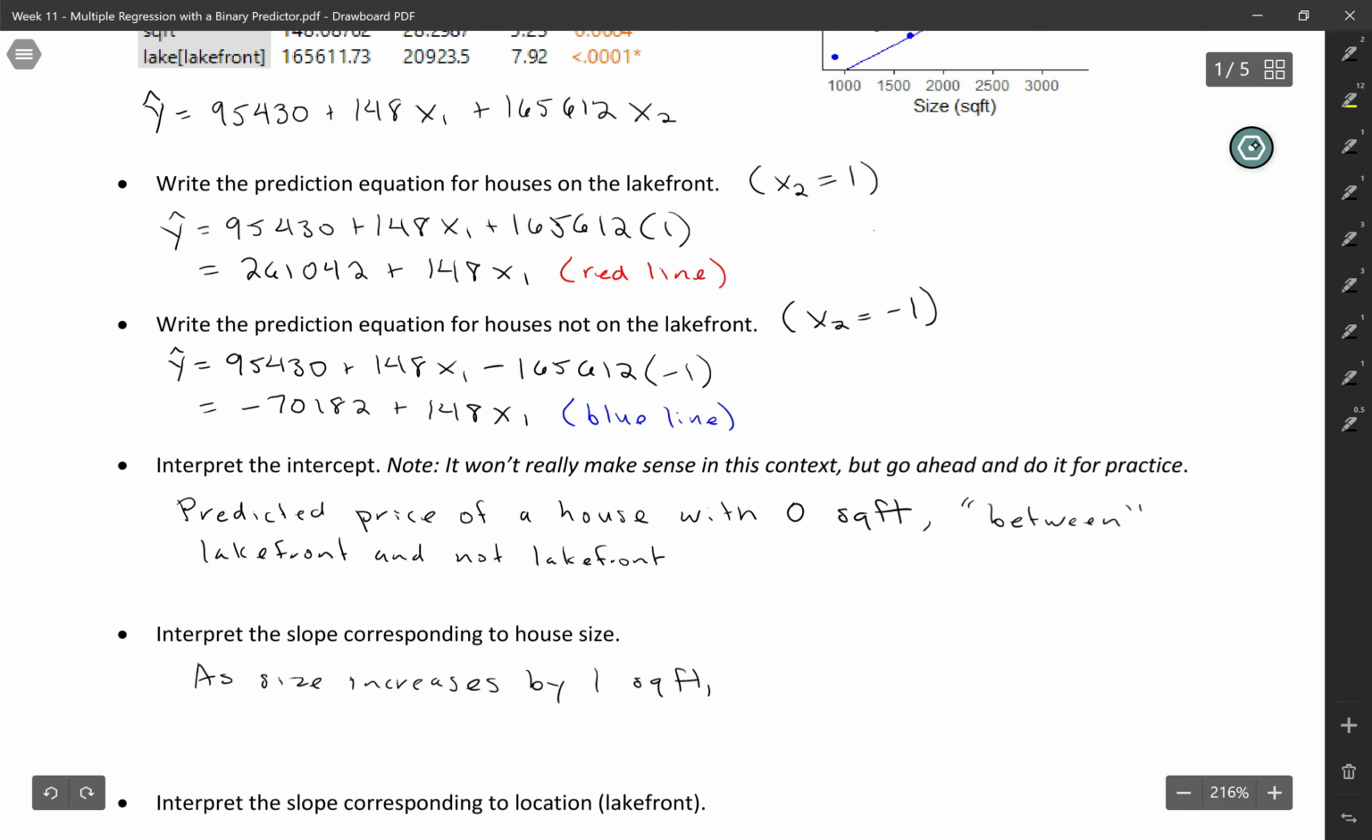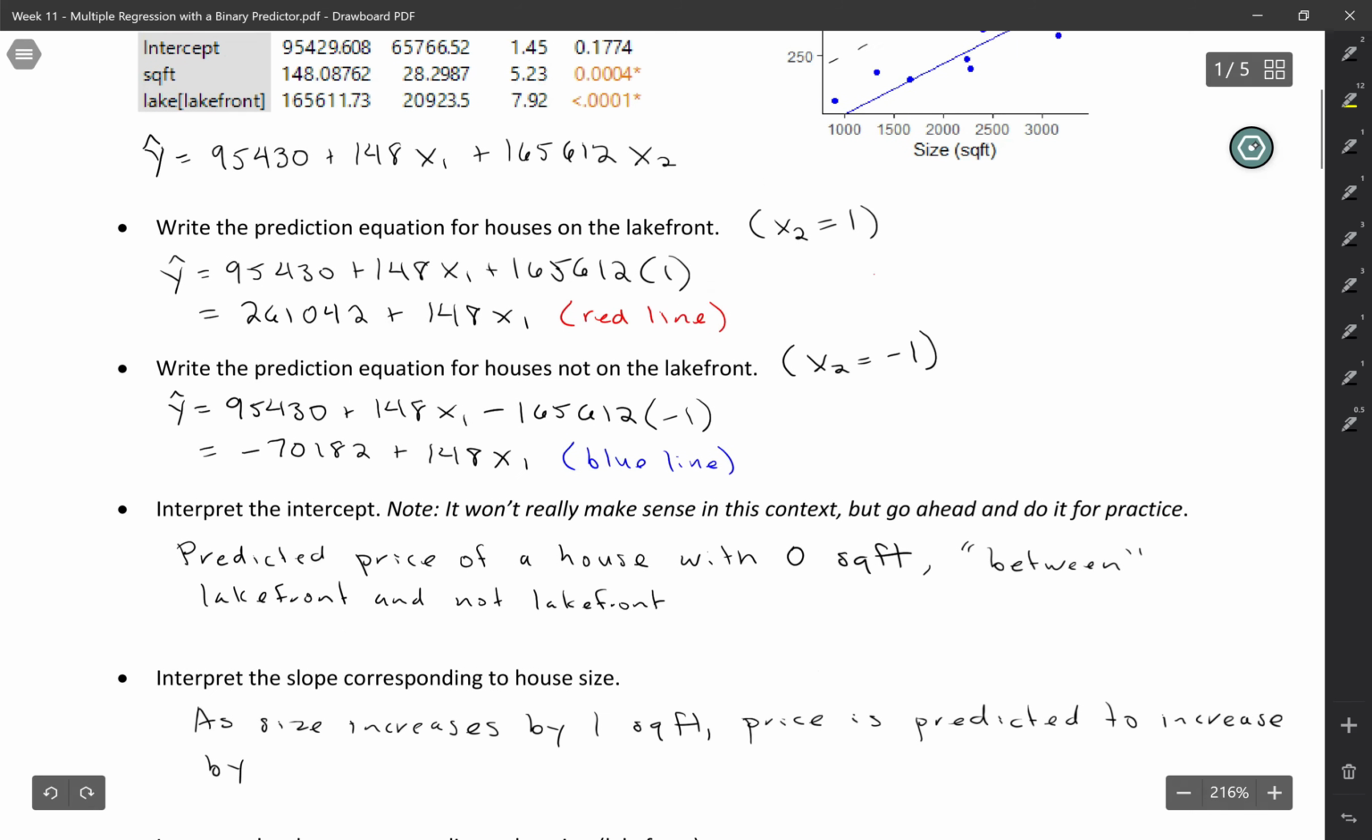the price is predicted to increase. Remember, it's always important to say predicted to or tends to or on average, something like that, to make it clear that there is variability around the line. Price is predicted to increase by this amount, so $148.